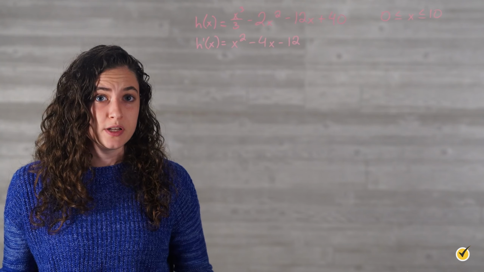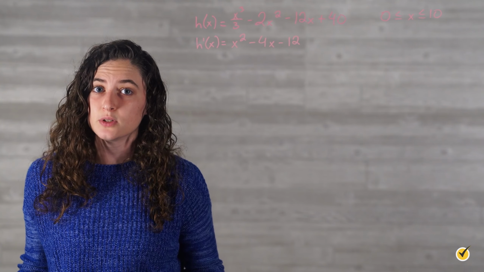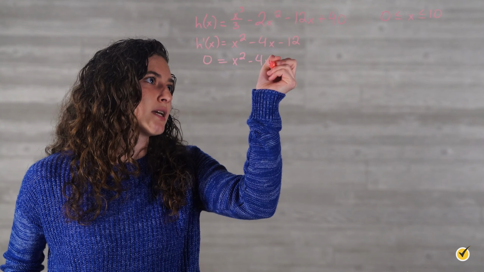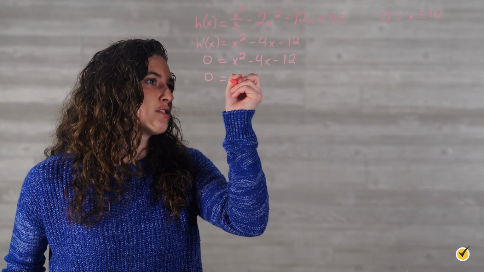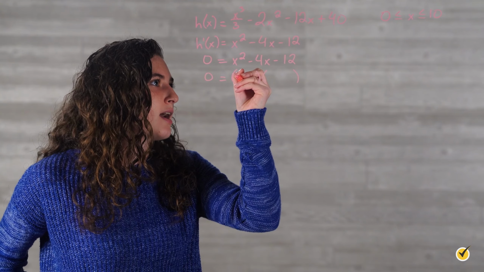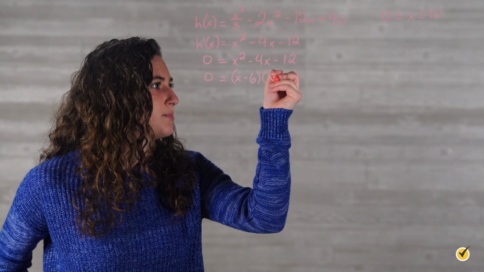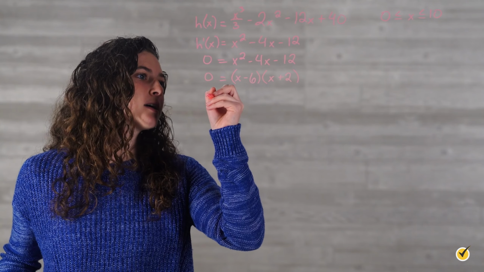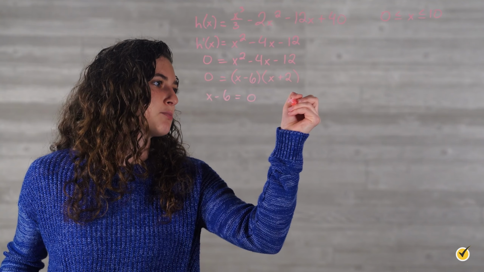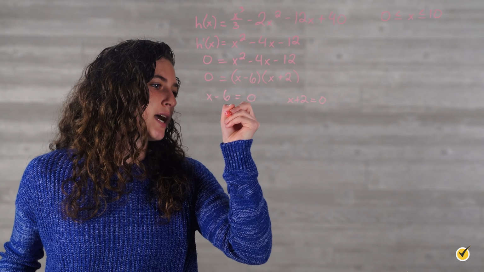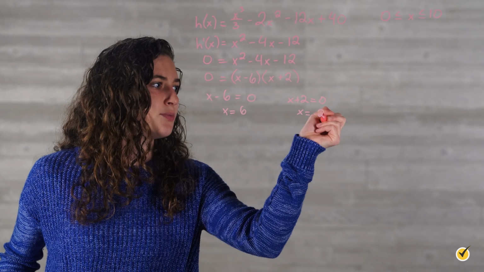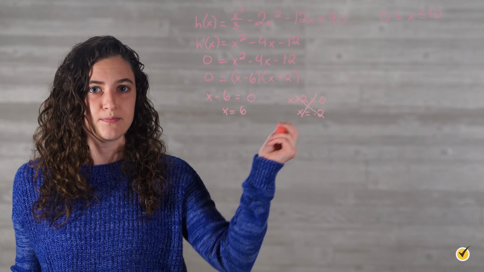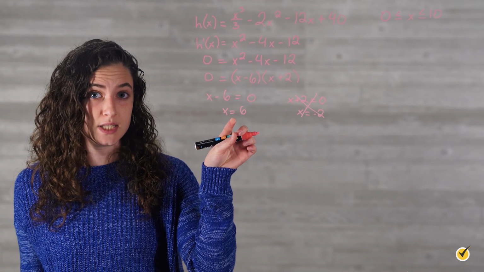This function won't have any points which cause it not to exist, so let's set it equal to 0 and then solve for x. So we'll have 0 is equal to x squared minus 4x minus 12. We can factor this right side and get x minus 6 times x plus 2. So then we can set both of these equal to 0 and solve for x. So we'll have x minus 6 equals 0 and x plus 2 equals 0. So that gives us x equals 6 and x equals negative 2. Since negative 2 is outside the domain we are concerned with, we can disregard it. So we're left with a critical point at x equals 6.